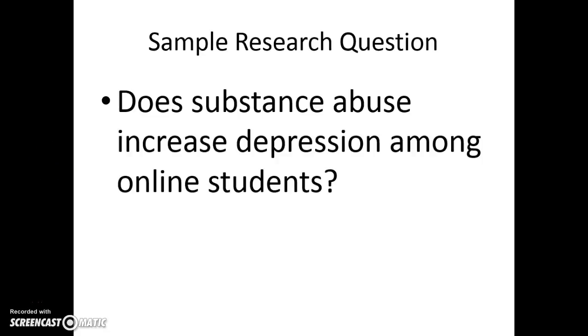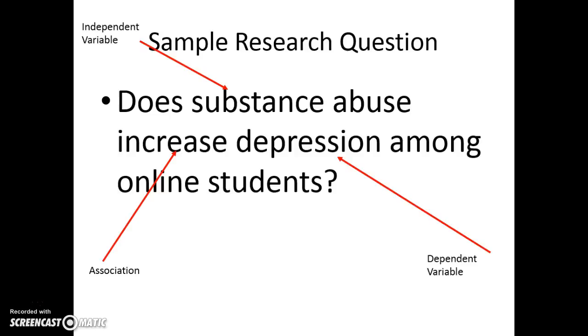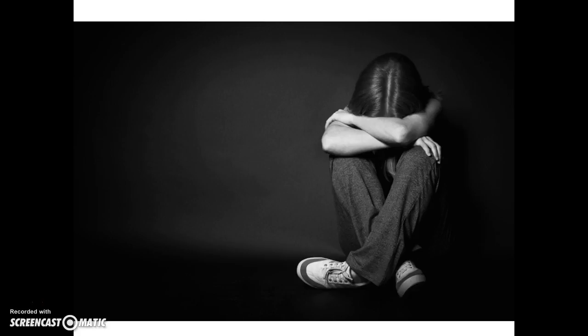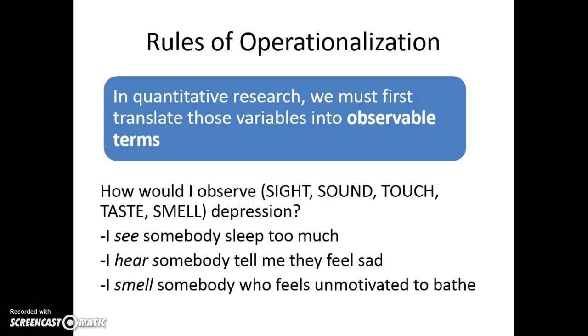So we're going to go through this research question and operationalize it. Make sure first you understand what the independent variables are. Substance abuse is independent. What type of association? We're looking at an increase. We're looking at a dependent variable of depression, and your population is online students. So let's examine depression as we go through some examples.